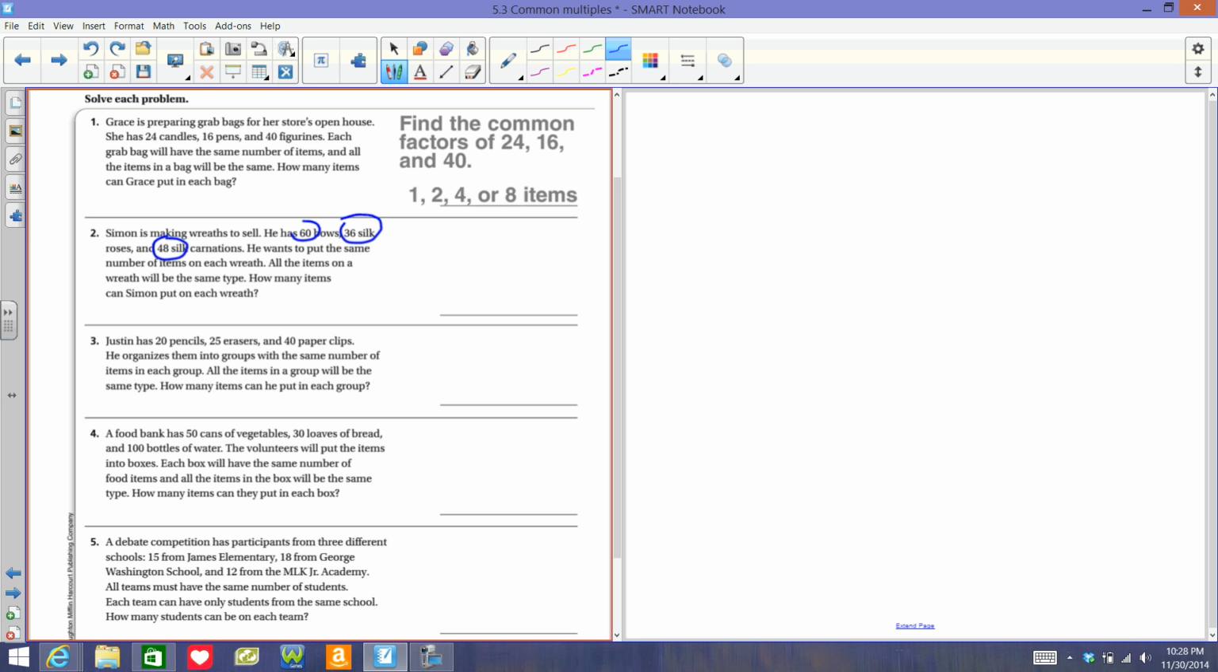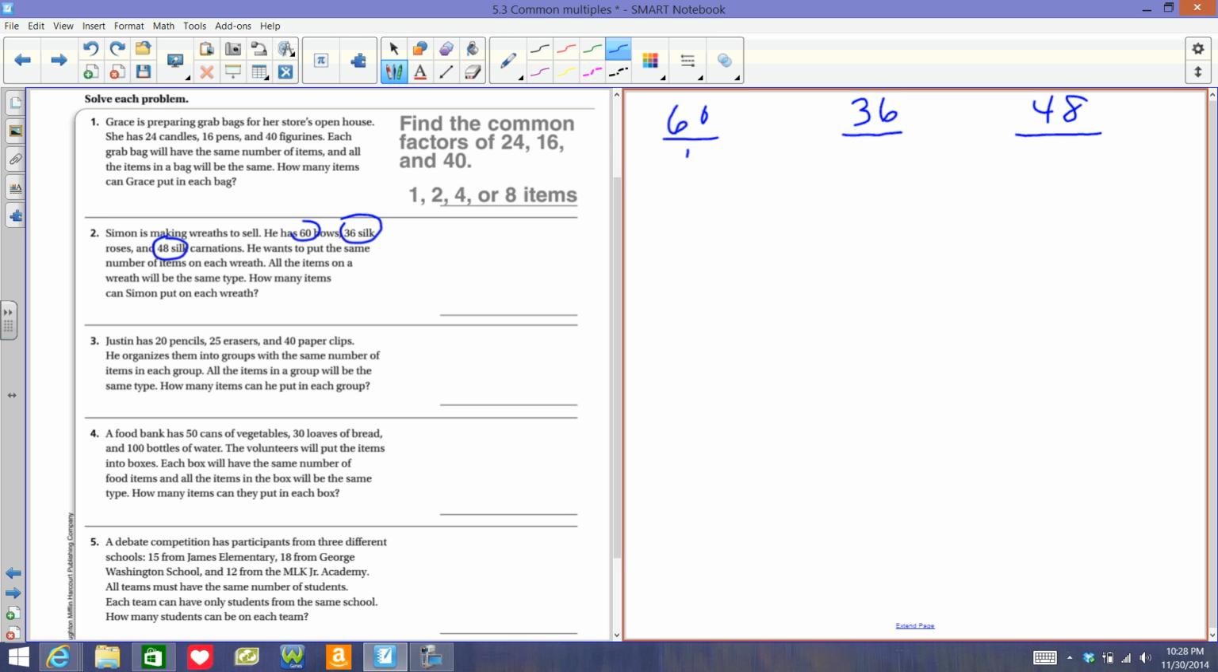Okay, so what am I going to do? I'm going to go through and find the common factors. So I've got 60, I have 36, and I have 48. All right, so we know 1 and 60. 60 is an even number, so 2 is going to go in there. You can do the division, but for sake of time, I'm going to tell you 2 times 30 is 60. 3 can go in. 3 can go into 6 2 times and then add 0.